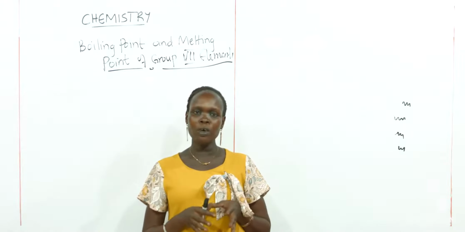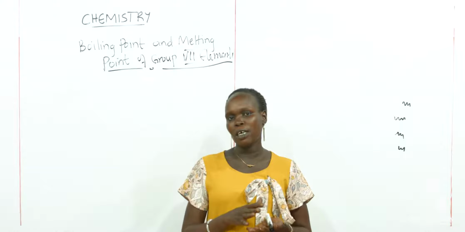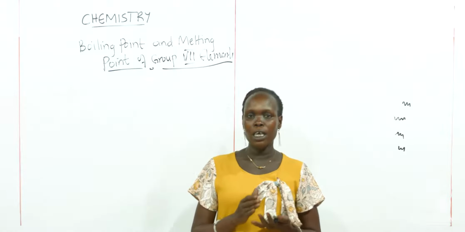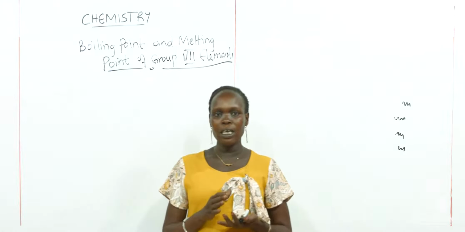So the melting point and the boiling points differ group-wise. As you go from group 1 to group 7, the boiling points differ because they belong to different groups, and they are different types of elements. Some will be metals, some will be non-metals, and others are known as the noble gases or the inert gases.